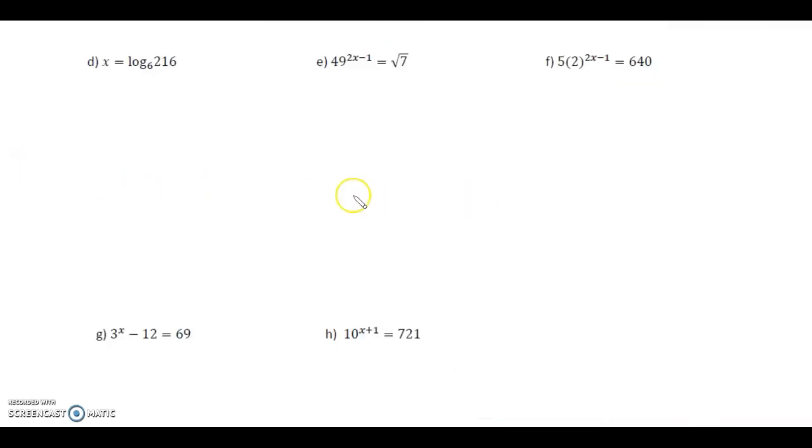Okay, d. x equals log base 6 of 216. So 216 can be rewritten. I get log base 6 of 6 cubed. The log base 6 cancels out, and we get x equals 3.